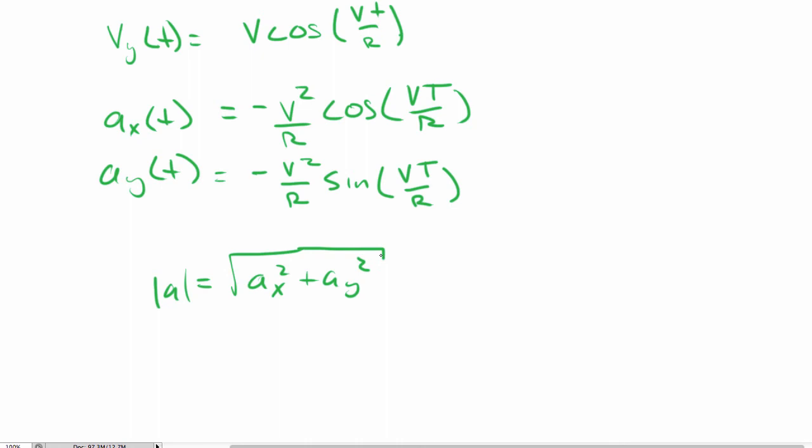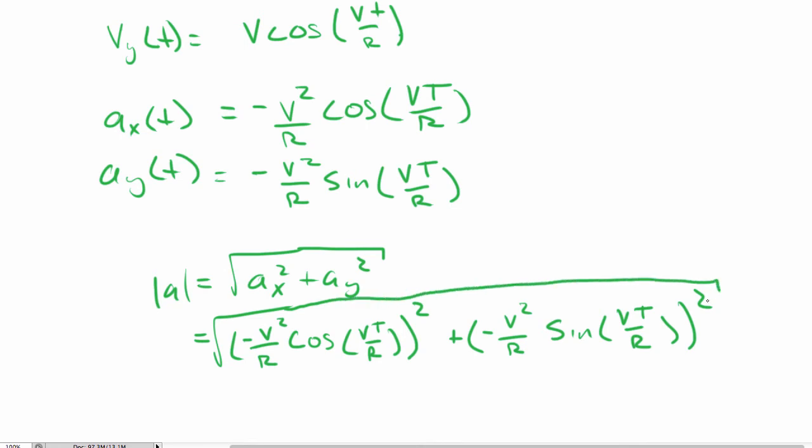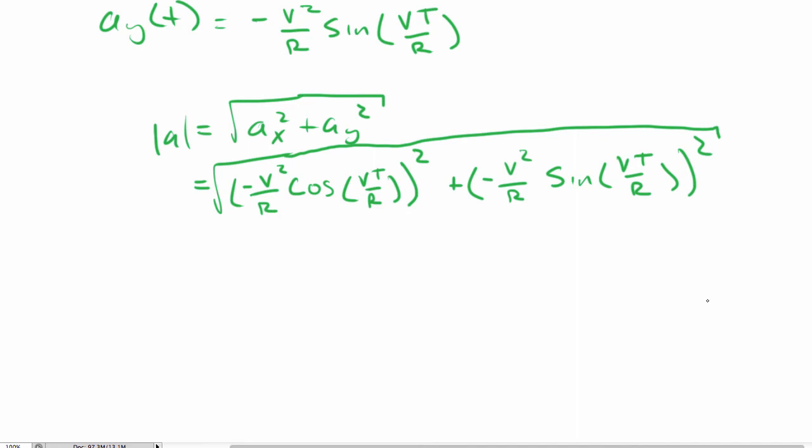Well, we could certainly do that. If we plug in our equations up here, it's going to be a bit of a mess: minus v squared over r times cosine vt over r, and that whole thing is squared, plus minus v squared over r, not cosine, sine of vt over r, that whole thing is squared, and we bring in the square root, a nice straight line. There we go. Okay, so we've got that big, long mess of an equation.